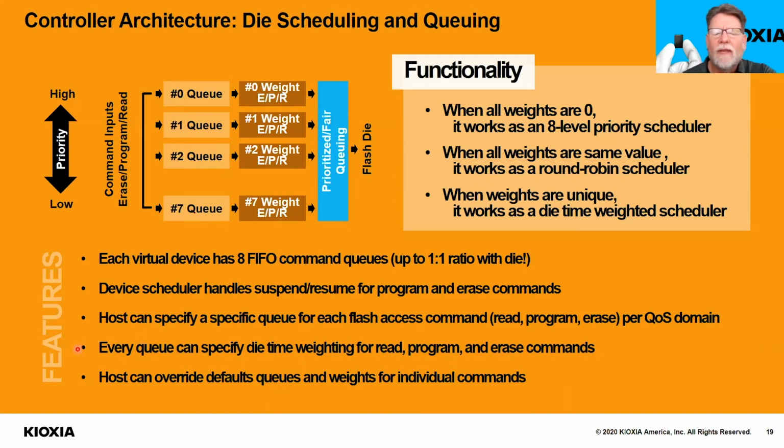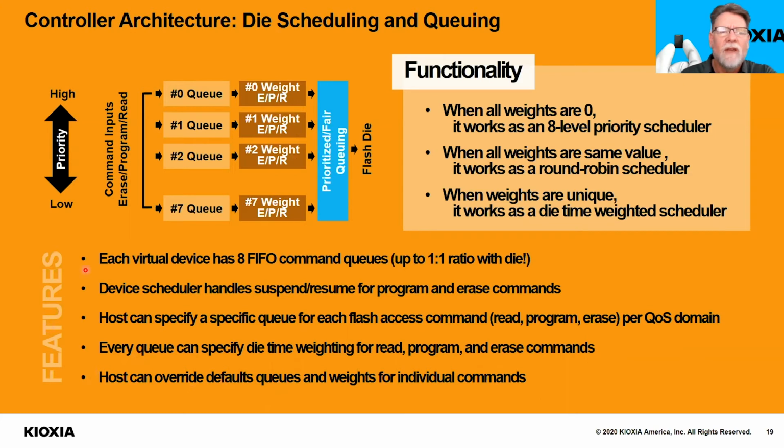Every queue can specify die time weightings for each individual operation: read, erase, and program. So each queue has its own weights for erase, program, and read operations. And finally, the host can provide overrides for both the default queue assignments and the default weightings for individual commands to dynamically adjust to changes in the environment.